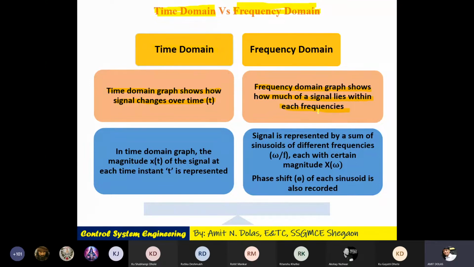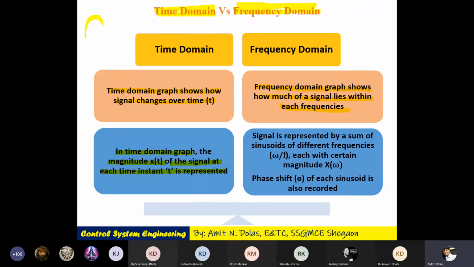Suppose we have a signal wherein we have several frequencies. So how many signals lie at, say, 1 kilohertz, how many lie at 2 kilohertz, 10 kilohertz, 1 megahertz, likewise. So the number of frequency components at each frequency is provided in the frequency domain. Coming to the time domain, in the time domain graph, the magnitude x of t of the input signal at each time instant is represented.